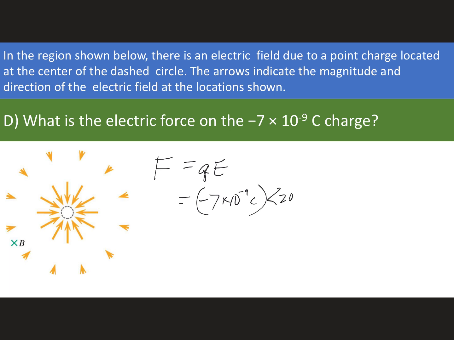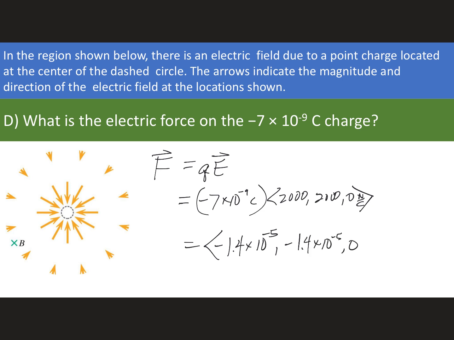And then this vector, that number of newtons per coulomb. And so that means the force on this, negative 1.4 times 10 to the minus 5th, repeated, and a 0 there, and that number of newtons.